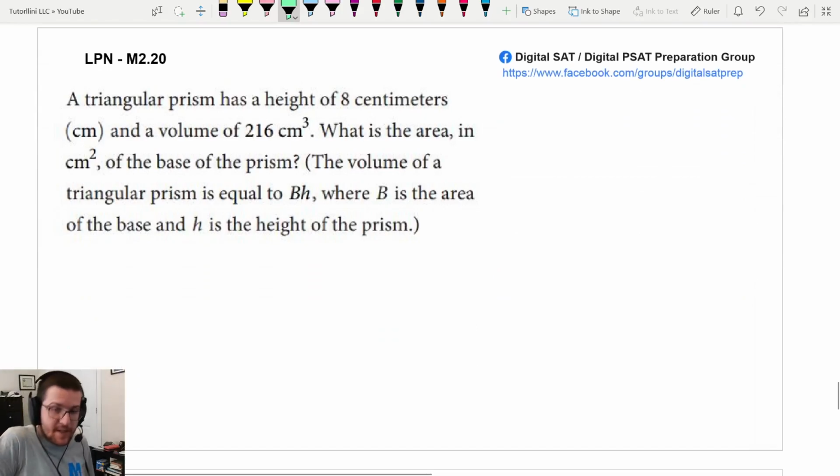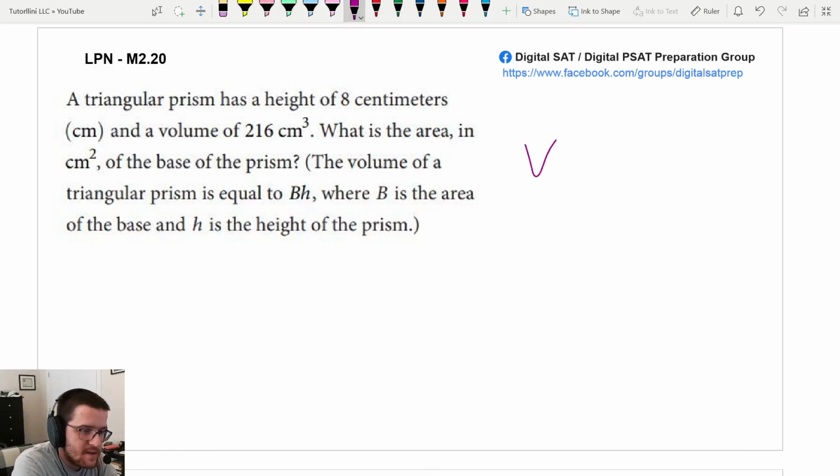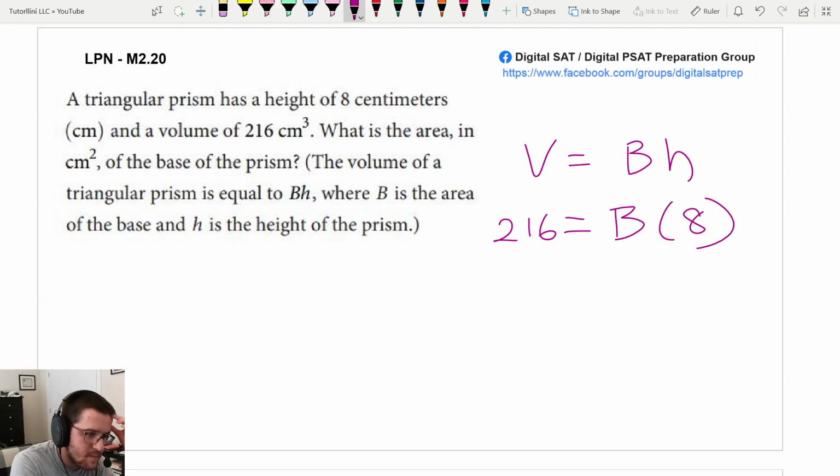Okay, this one I would say is at least a little bit of a challenging question, but they just gave you the formula. So you don't really have to do that much, okay? So the volume is equal to the area of the base times the height. And the volume, they say, is 216. And the area of the base, which is capital B, we don't know. And the height is 8 centimeters. So we just put all those in. Divide both sides by 8, and we should get 27.